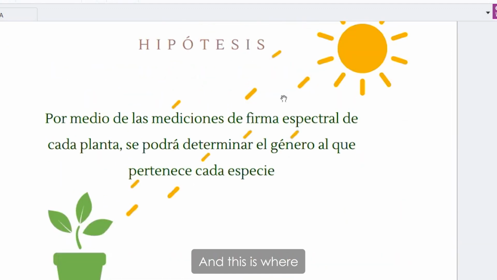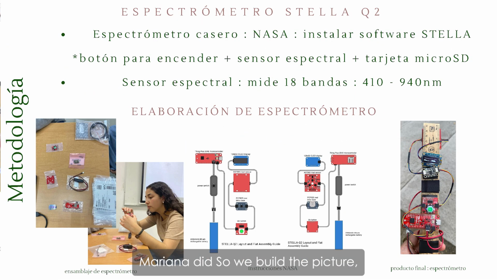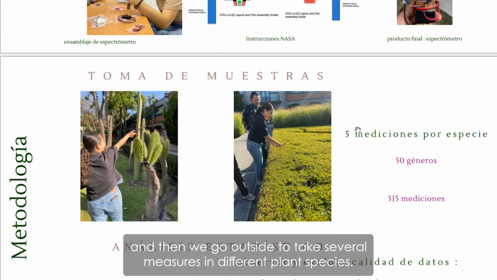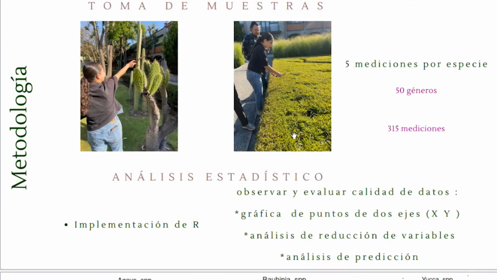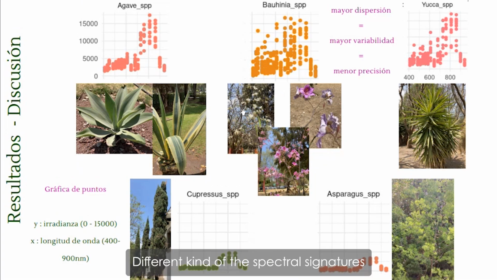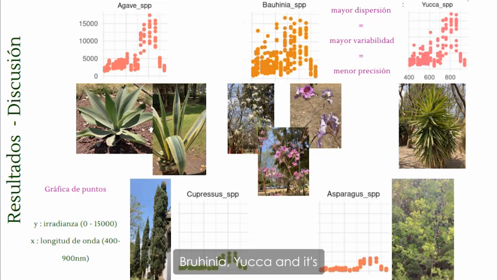And this is what Mariana did. So we built the spectrometer Q2 sensor in the classroom, and then we go outside to take several measures in different plant species. Some of the results were these ones. We find different kind of spectral signatures. You can see here for Agave, Bauhinia, Yucca, and its picture or photograph. And here down we have Cupressus and asparagus.